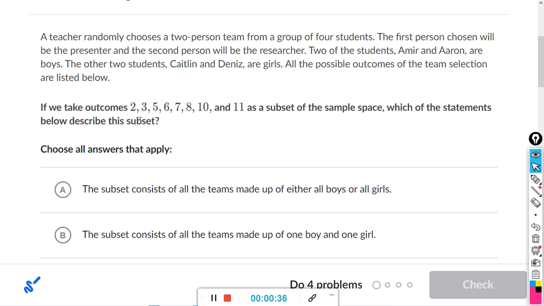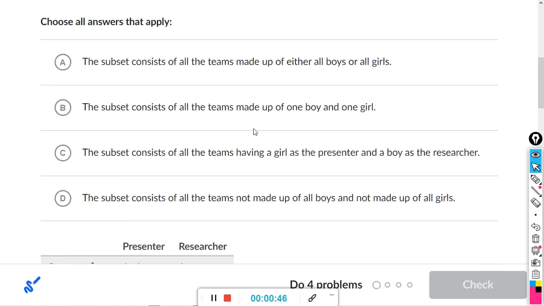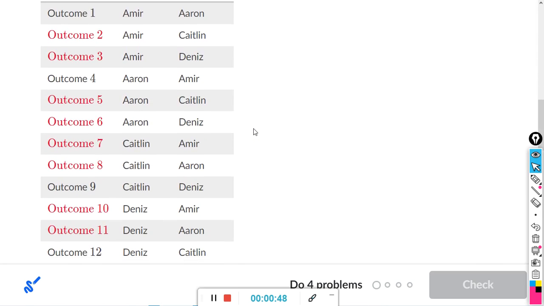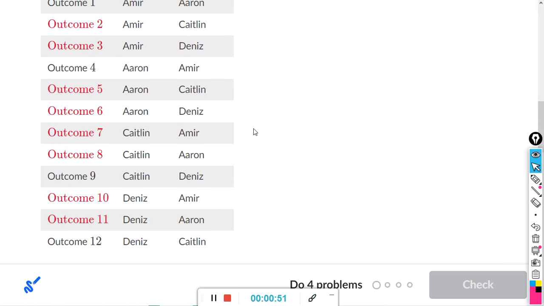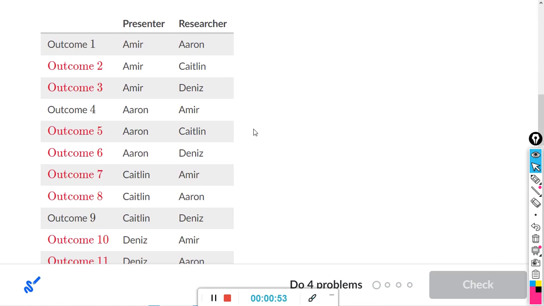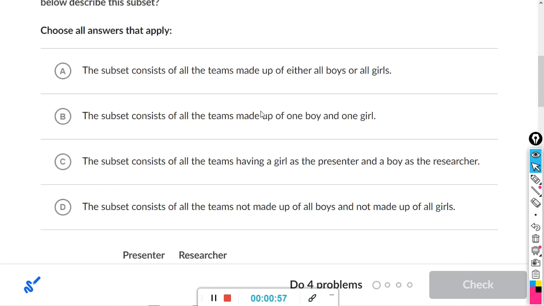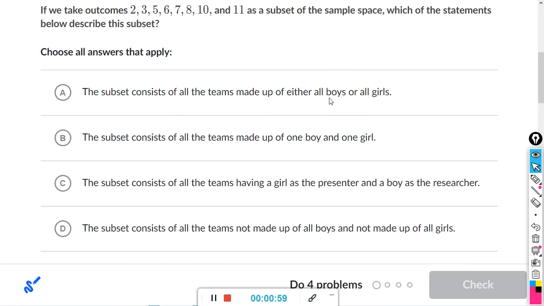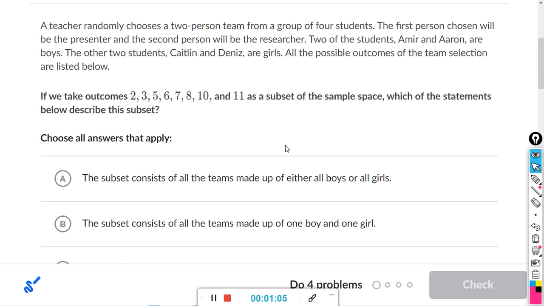If we take outcomes 2, 3, 5, 6, 7, 8, 10, 11 as a subset of the sample space, which of the statements below describe this subset? So let's look at these below here. They highlighted all the possible outcomes. So the multiple choices describe boys and girls.